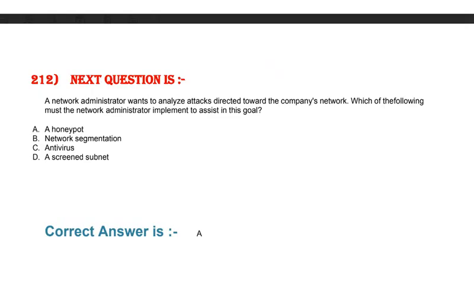Our question is, a network administrator wants to analyze attacks directed towards the company's network. Which of the following must the network administrator implement to assist in this goal? Option A, a honeypot. Option B, network segmentation. Option C, antivirus. Option D, a screened subnet. Correct answer is option A.